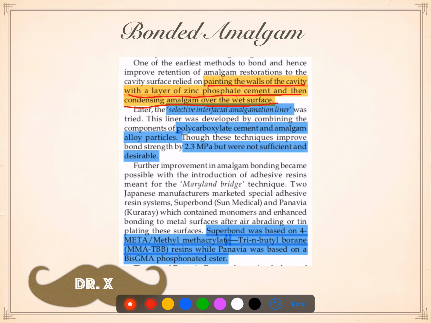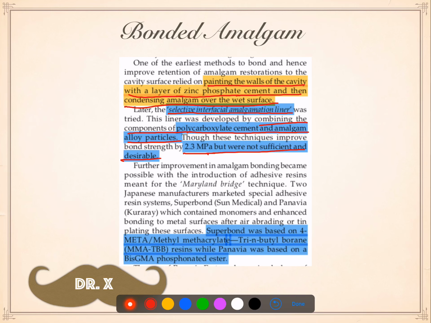Then after, they tried a technique called selective interfacial amalgamation liner, which is just a combination of polycarboxylate cement and amalgam alloy particles. The strength they gained is 2.4 MPa, which is not sufficient and not desirable.